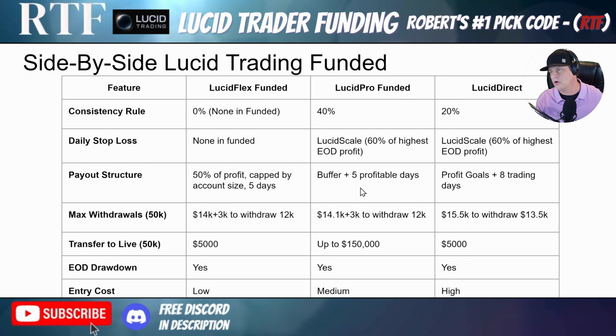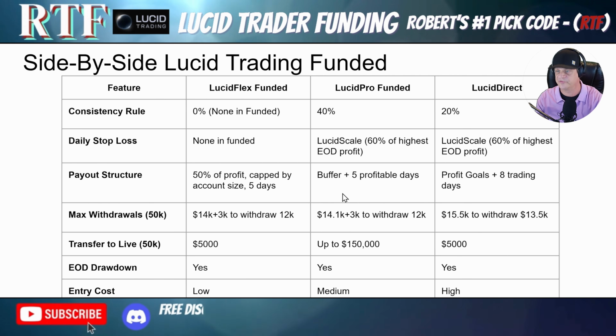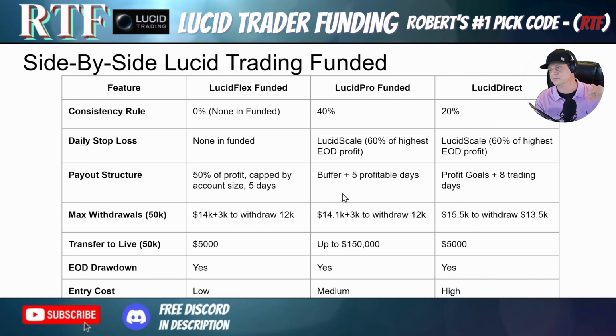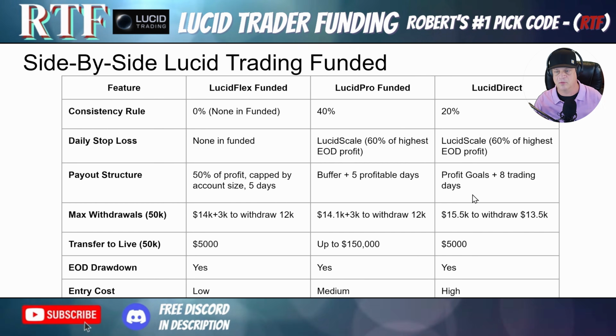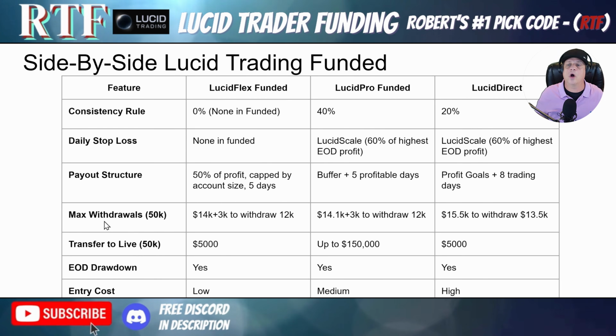And then for LucidPro, you have the buffer plus 5 profitable days. It's also, you can't withdraw into the buffer. You have to have 5 profitable days. That's just like Flex 2. And then for LucidDirect, you need to hit those profit goals, and then you need a minimum of 8 trading days. So let's look at what the maximum withdrawal amount would be for a 50K account.